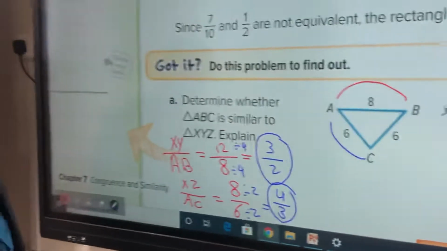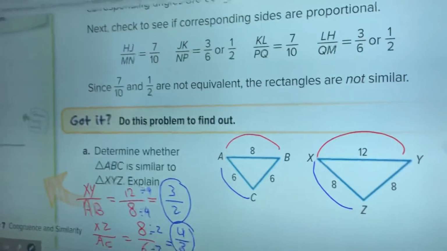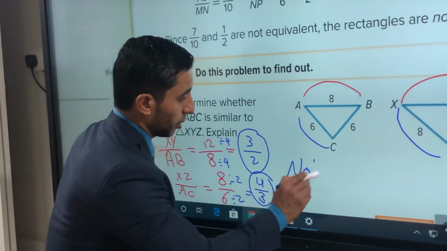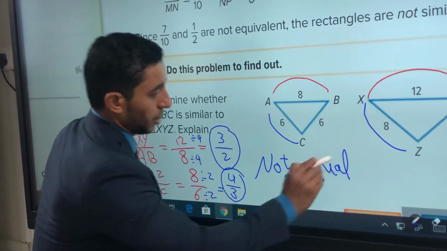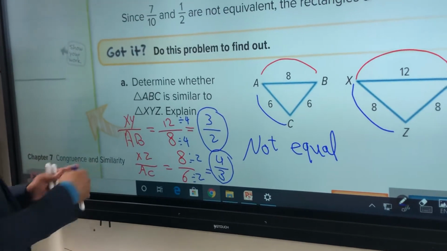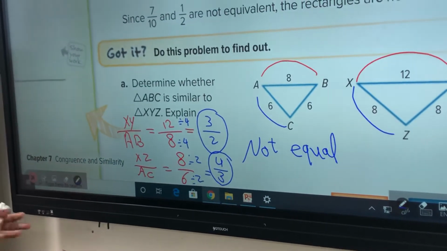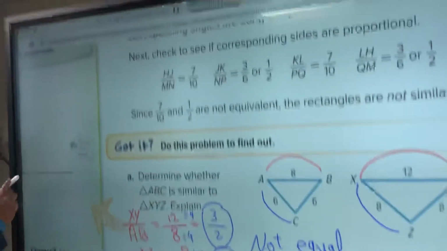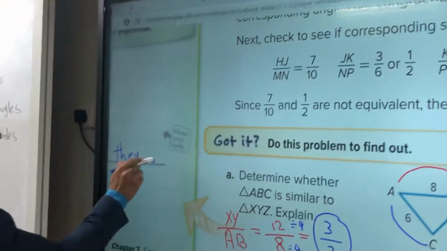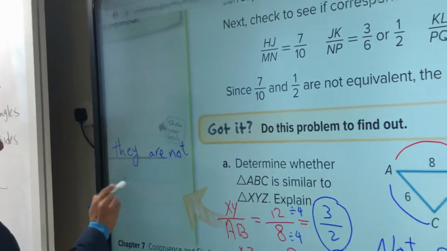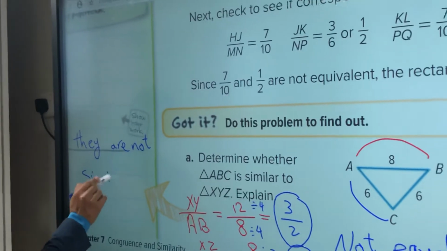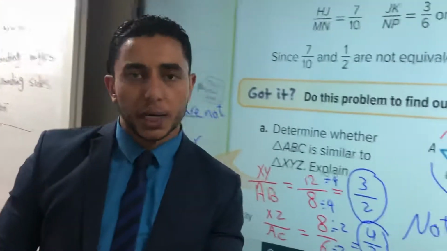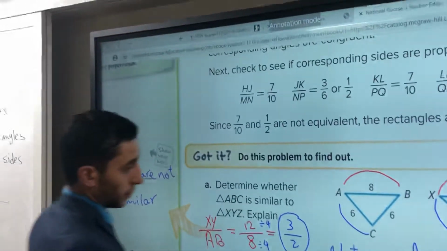A question here: are these ratios the same, are they equal or no? Not equal. So the answer to the question: are these triangles similar or no? Not similar. So we say they are not similar because the corresponding sides are not proportional. Not proportional. Good.